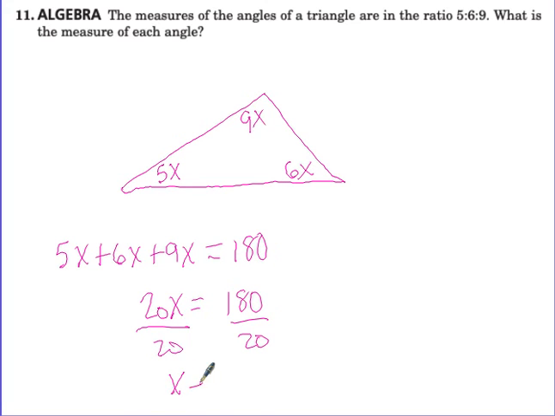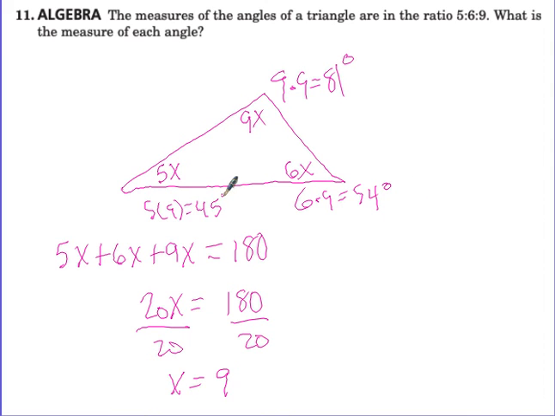Now at this point, x equals 9. So is that all I need to do? Yeah. No, it says what are the measures of the angles? What is the measure of each angle? So, yeah, 5 times 9 is 45. 6 times 9 is 54. And 9 times 9 is 81. Okay, so those are the measures of the angles.